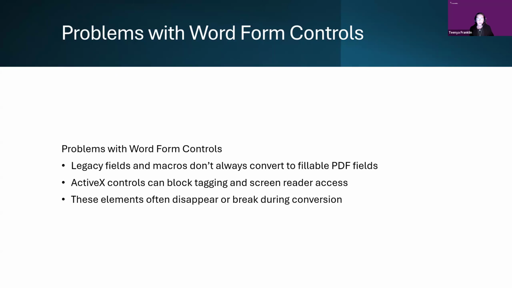So a lot of people like to use legacy form controls, which can cause issues. Legacy fields and macros don't always convert into fillable PDF fields. ActiveX controls can block tagging and screen reader access, and those elements can often disappear or break during conversion.